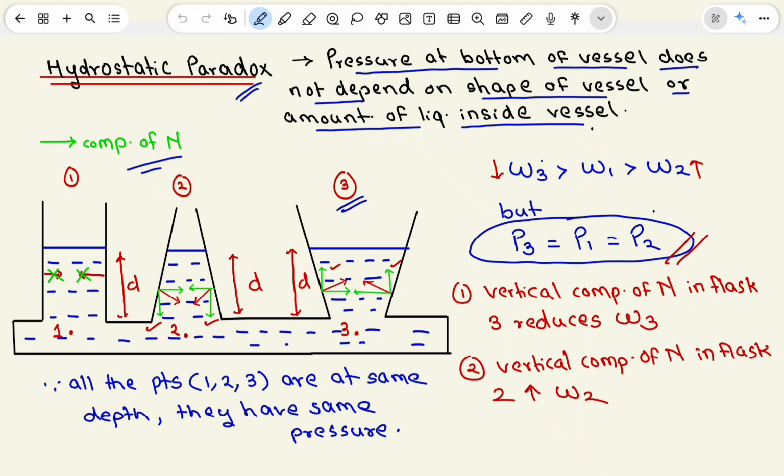In the next lecture, we will cover the topic of Pascal's law. We will look at some applications of Pascal's law and also have a look at the open tube manometer and barometer.